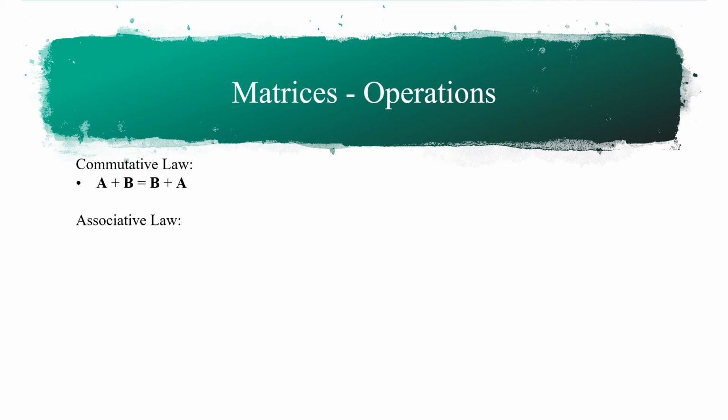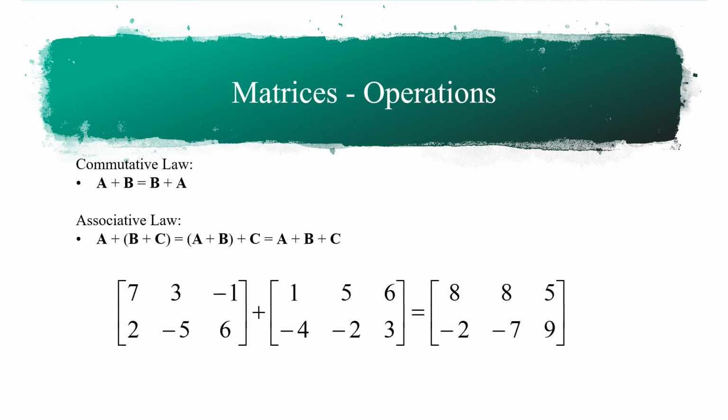The next law we want to look at is the associative law. That says, again, that I can add in any order, even if I have a third matrix. So I can do A plus B plus C, where I add B plus C first and then A. Or I can have A plus B plus C, where I add A and B first and then add C. Either way, I'm going to get the same solution. I'm going to get A plus B plus C, and it doesn't matter which one I added first.